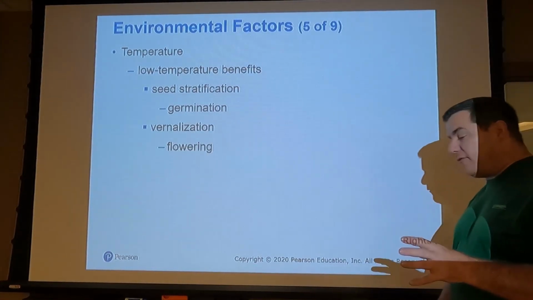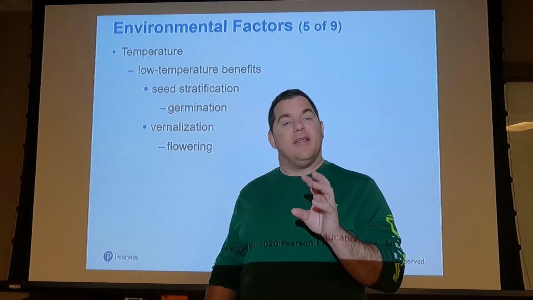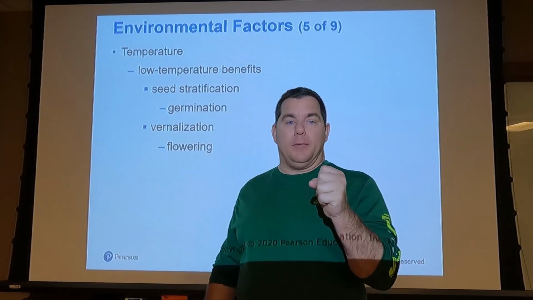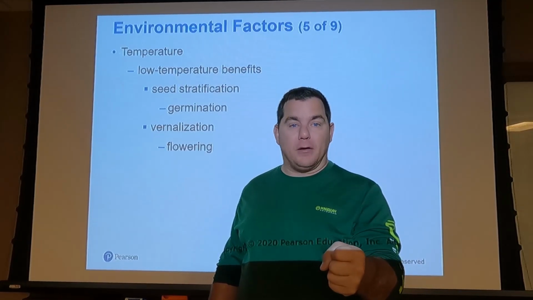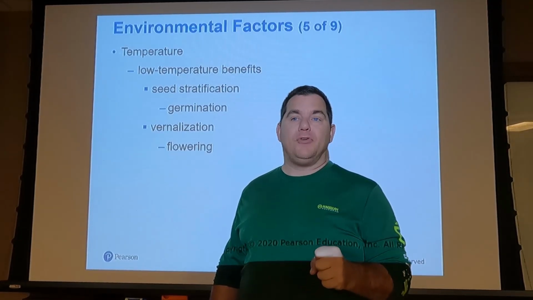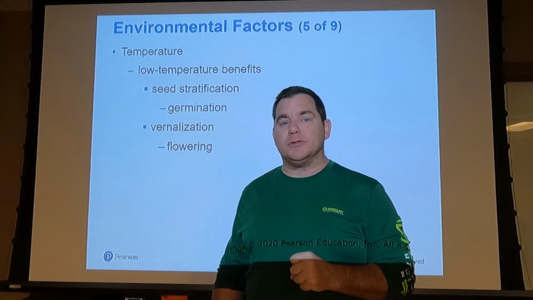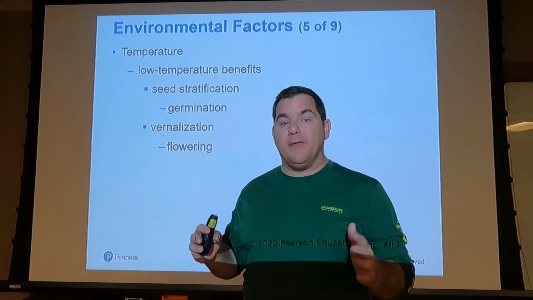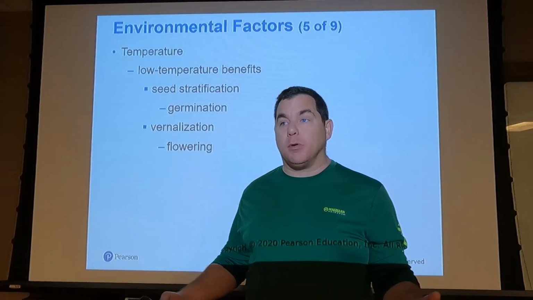Vernalization is going to be about flowering. Apples and peaches, those satsumas, they need this cold period in order to initiate the flowering portion of their life cycle. And I want you to consider something. Think about our winters now. What's happening with our winters? They're getting shorter, and the temperatures are not as cold. So we're running into problems.